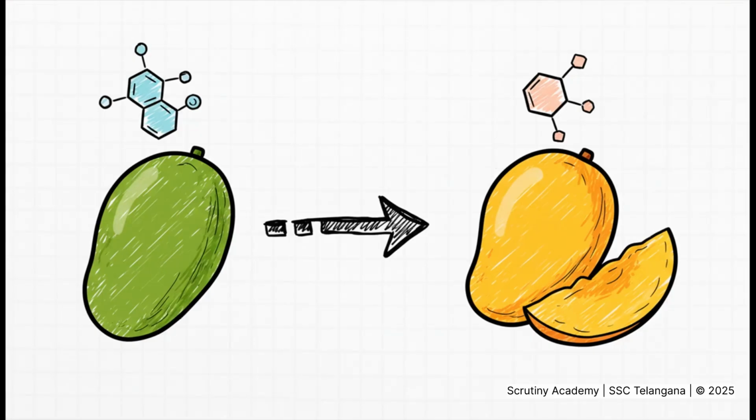Just picture a mango ripening. The starches inside are converting to sugars, the color is changing from green to yellow, the texture is softening up. The original stuff is gone, and it's replaced by something totally new and, let's be honest, way more delicious. That is a chemical change in action.